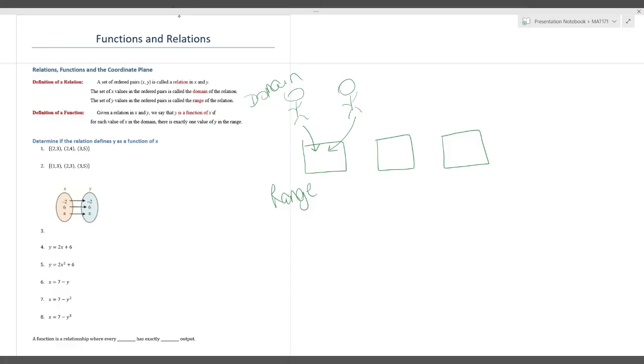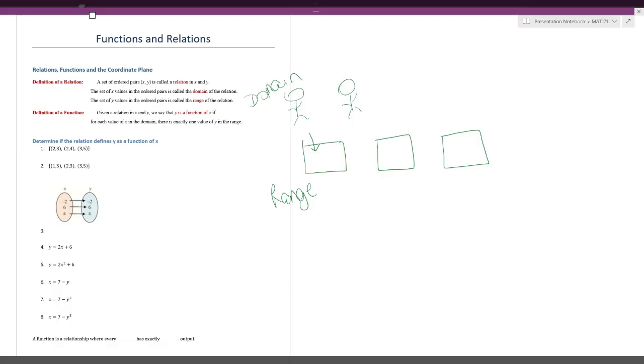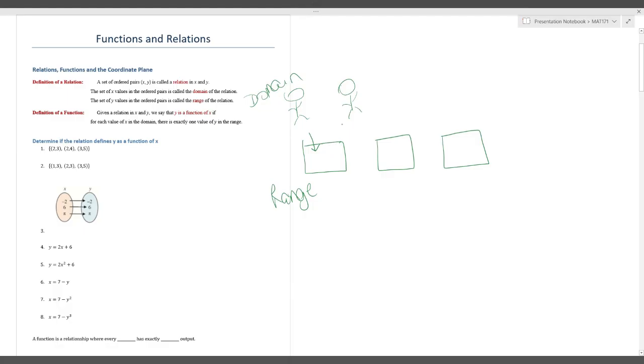Now, what we can't have, though, is this first person going into this room and going into this room. That right there can't happen because it's just not possible for one person to walk into two separate rooms at the same time. Okay?